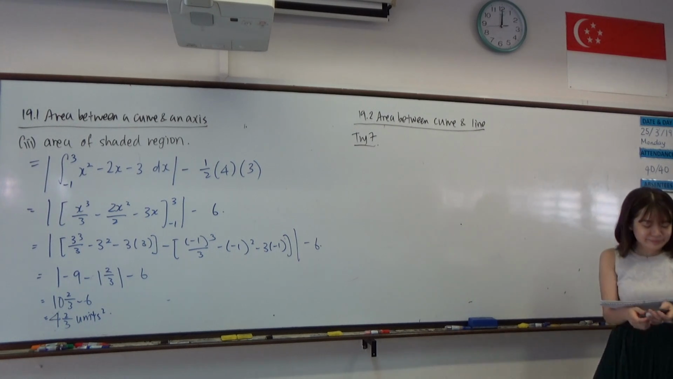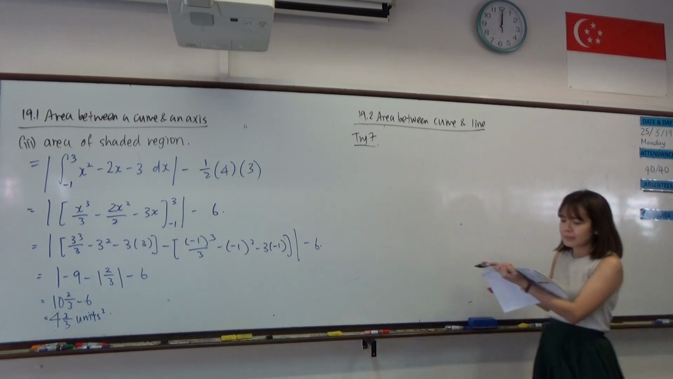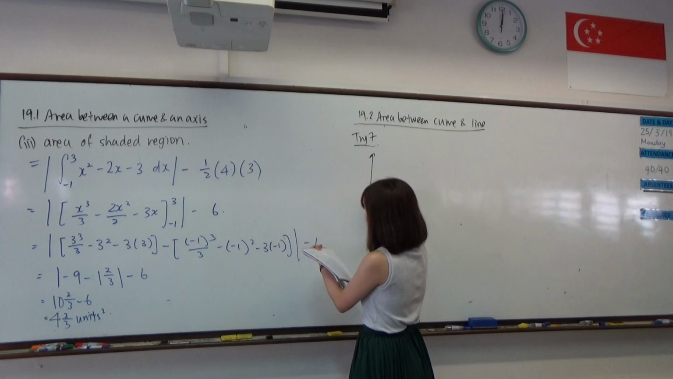Okay, try 7. We are looking at 19.2, whereby we want to find out the area between a curve and a line. Basically the concept remains the same, just that for between curve and line, we need to do some subtraction for us to find out what is the area. So let's look at the diagram that we have here.